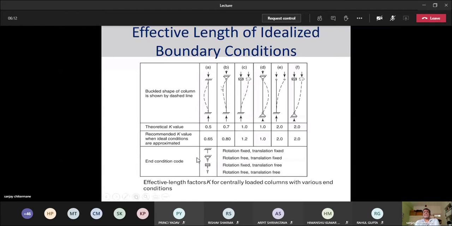Can you see my mouse, guys? If I'm moving my mouse, can you see my cursor? Yes, sir.